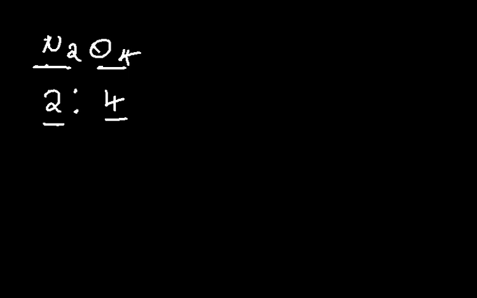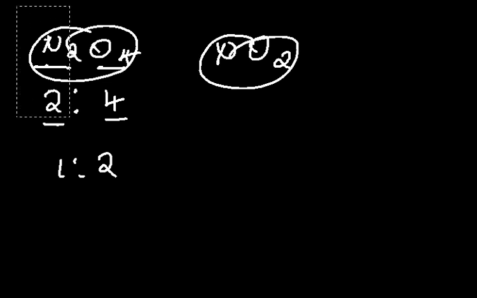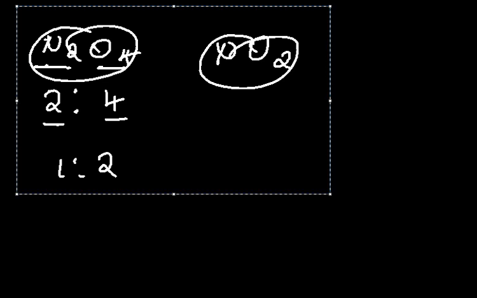And if we think of the simplest ratio, what is the simplest ratio of this? We'll have it as 1 to 2. Now what we have here is the empirical formula. So in this case, we'll have it as NO2. This is a molecular formula and this is the empirical formula, because it shows the simplest ratio of the number of atoms present for each element in a compound.